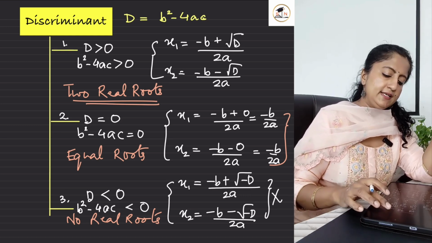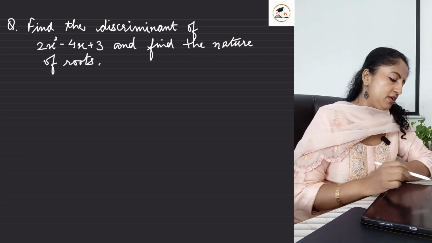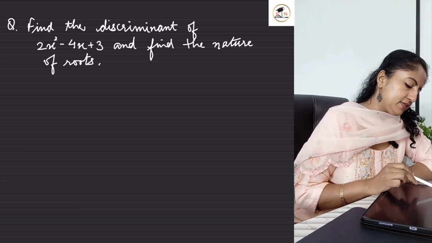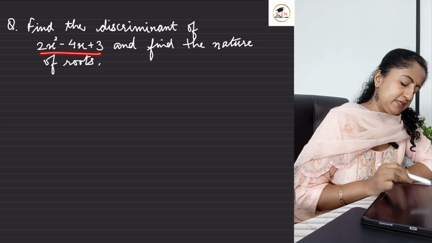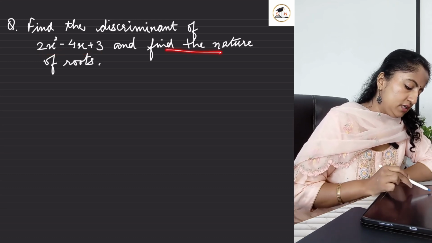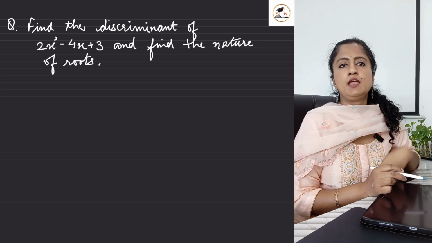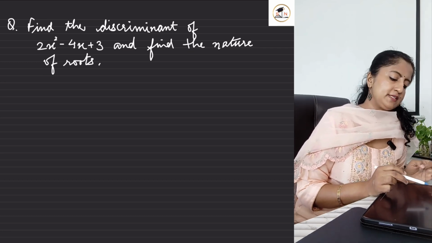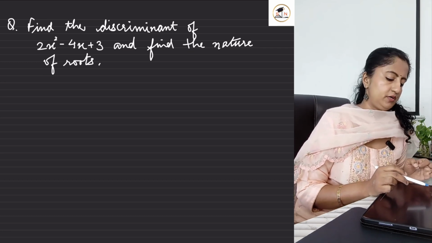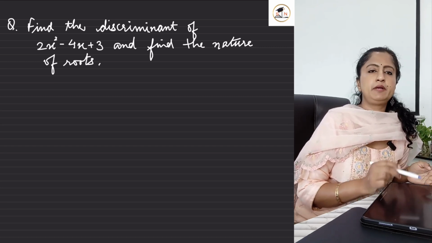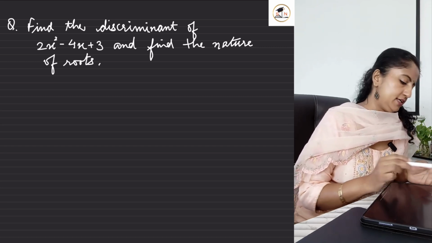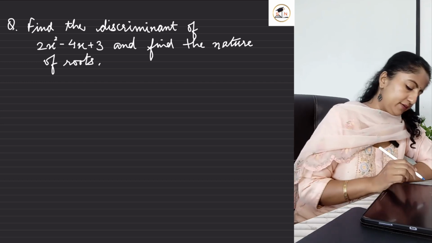Okay. Now, let's do a few examples. The first question on the screen is: find the discriminant of 2x squared minus 4x plus 3 and find the nature of roots. I have picked this question from NCERT. It is an example in the book, which is clearly talking about finding the discriminant and commenting upon the nature. So let's start solving.